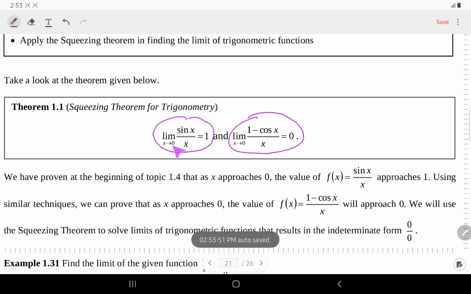If the limit is at 2 or at 3 for the same function, it will not be equal to 1. The condition is that this function must be in the form of sin x divided by x. When this x is the same as this x, it will be equal to 1. Or sin 2x divided by 2x, sin x square divided by x square, sin 3x divided by 3x.